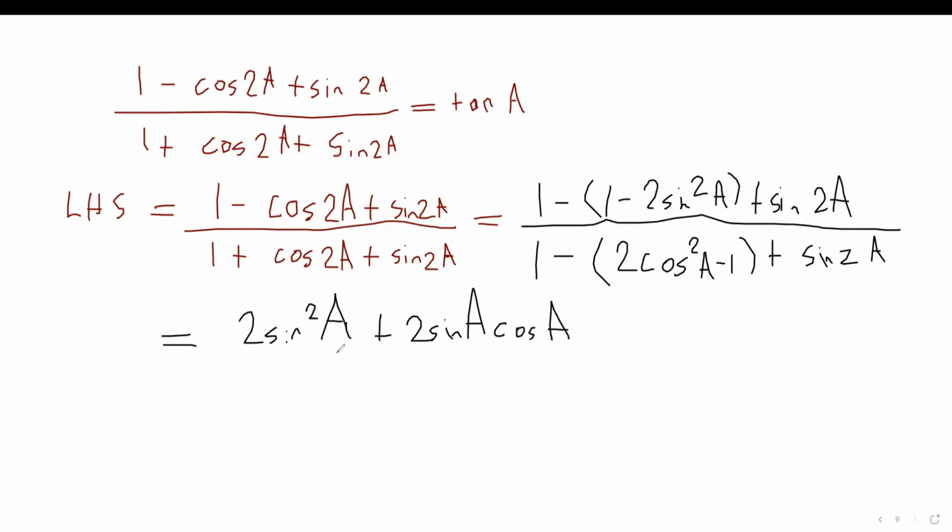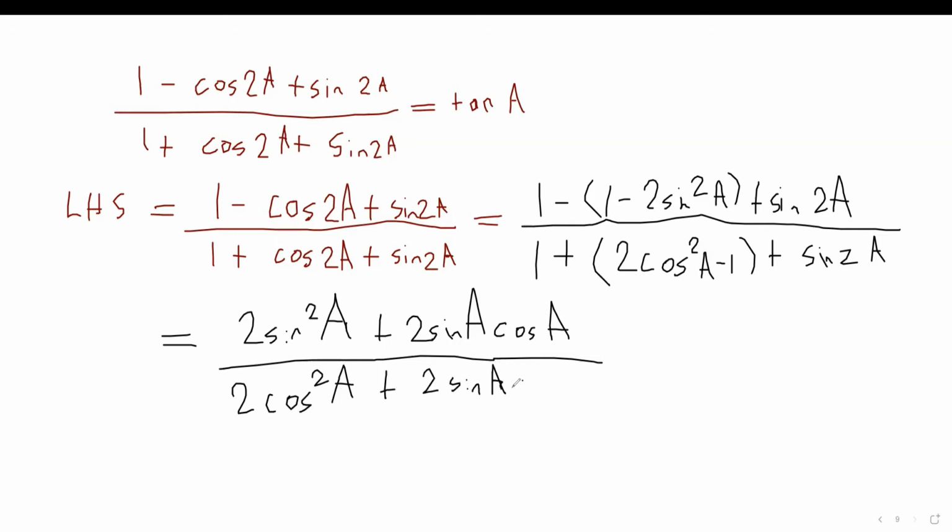And then in the denominator now, we know that the 1 minus minus 1, 1 minus and minus. So now what we're going to end up getting is, oh, this was a plus. That would have become 2 cos squared a plus, we know that sine 2a becomes 2 sine a cos a. Nice.